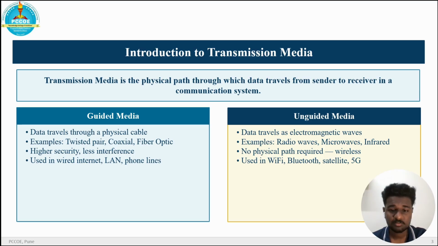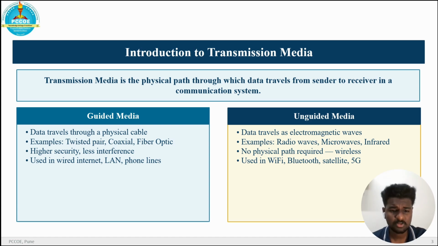Now let me give you a simple analogy to understand this better. Imagine you want to send a letter to your friend. You need some kind of path, maybe a road, a postal system, or even an email over the internet. Similarly, in computer networks, data needs a medium, a path to travel. That medium is called transmission media.